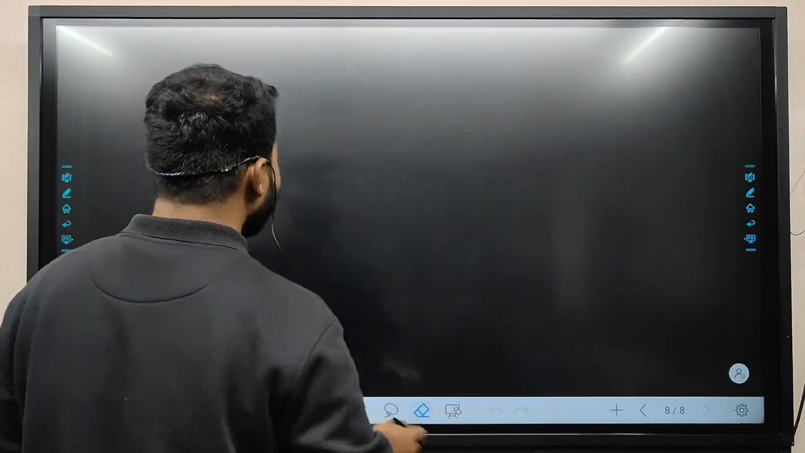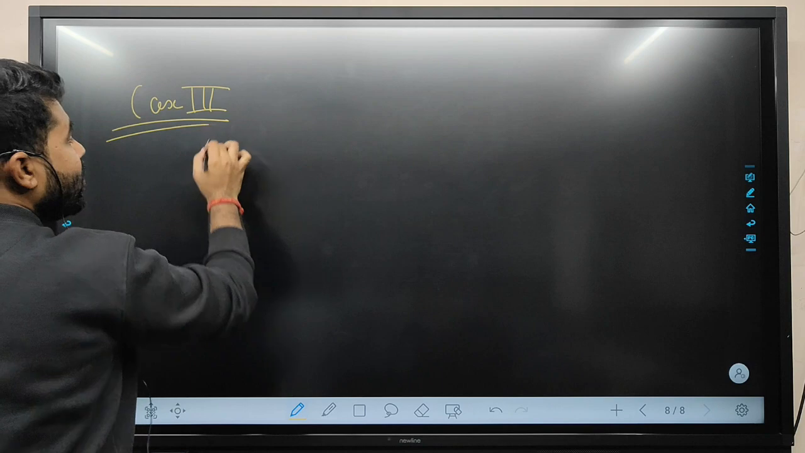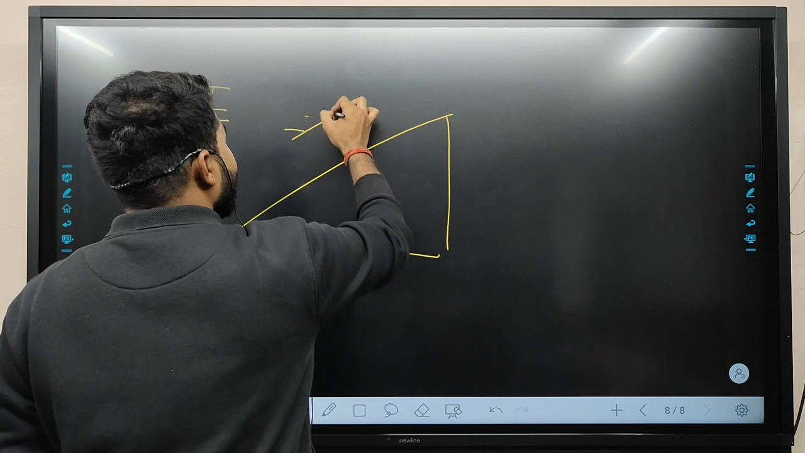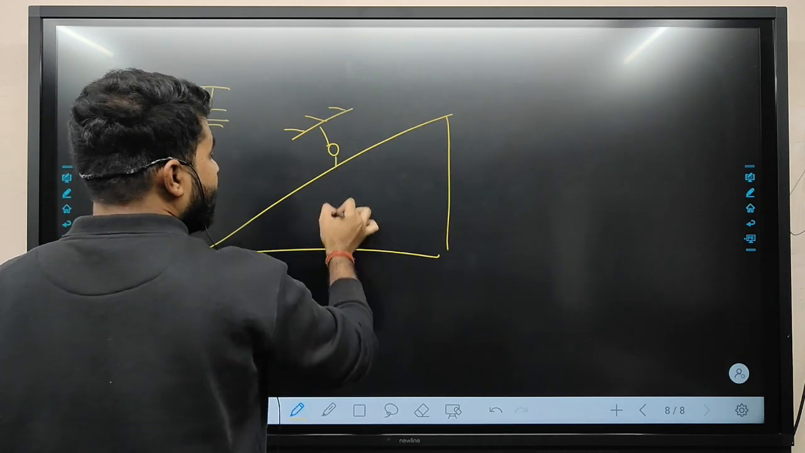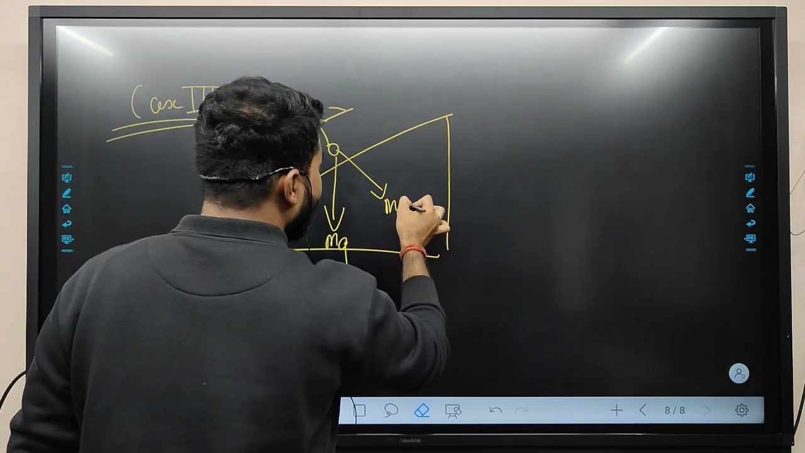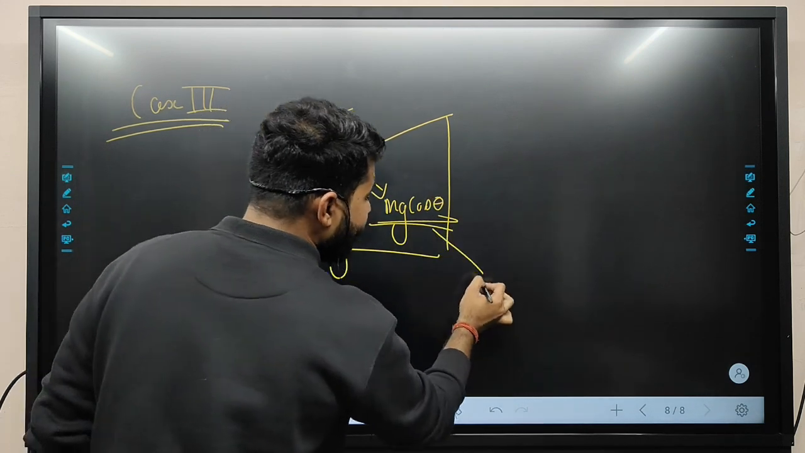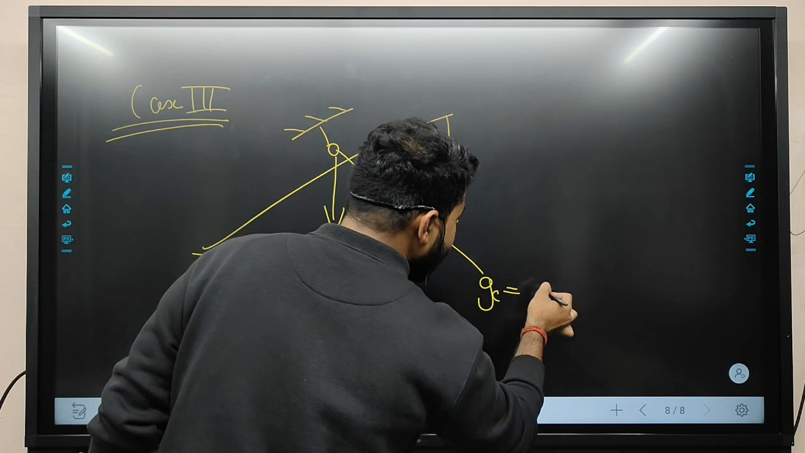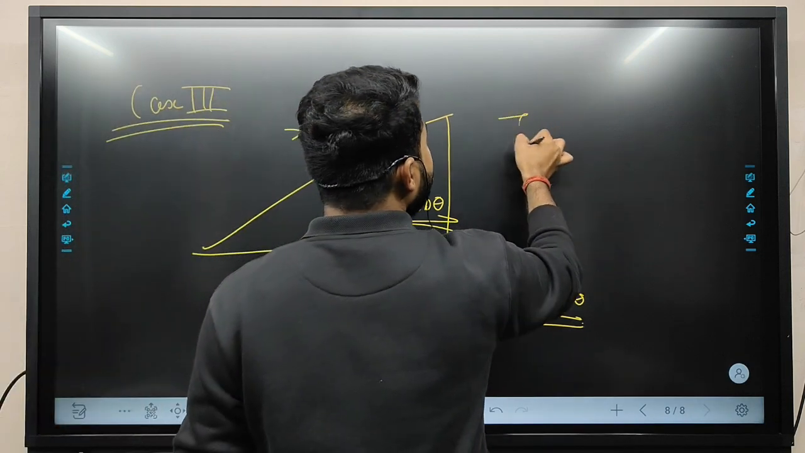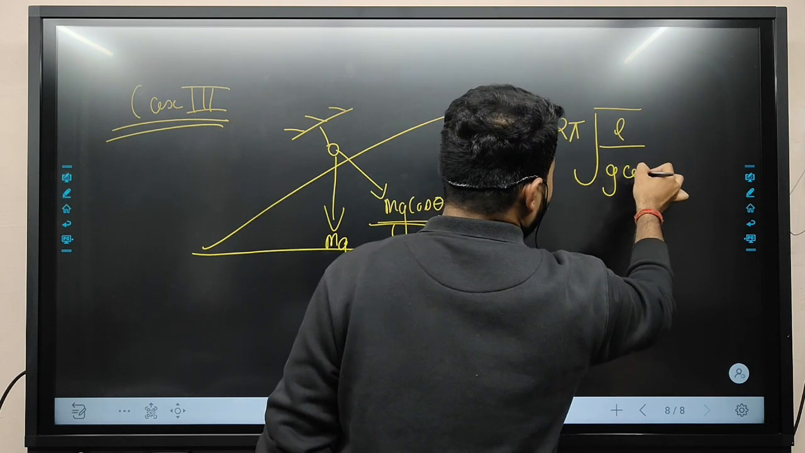One more case is there, when the pendulum is on an inclined plane. For example, the pendulum is on an inclined plane, like this. Here this will be the mg, and this will be mg cos theta. For this mg cos theta, our G effective will be only G cos theta. Now our time period will be T is equal to 2 pi under root L upon G cos theta.